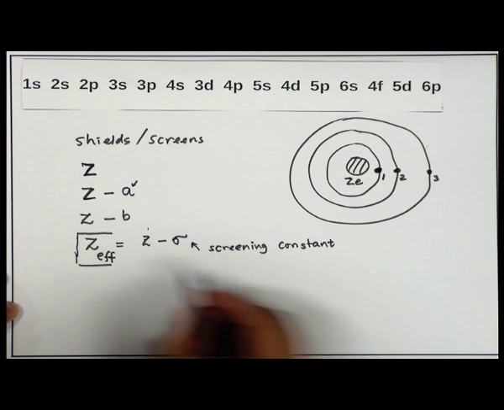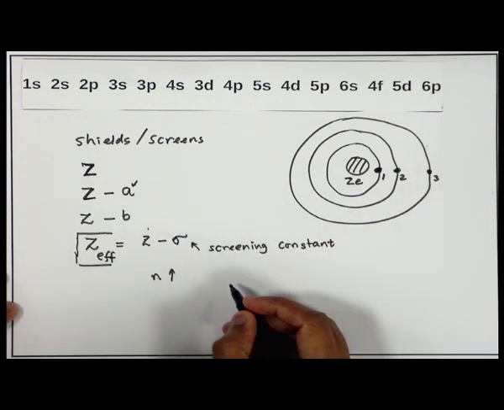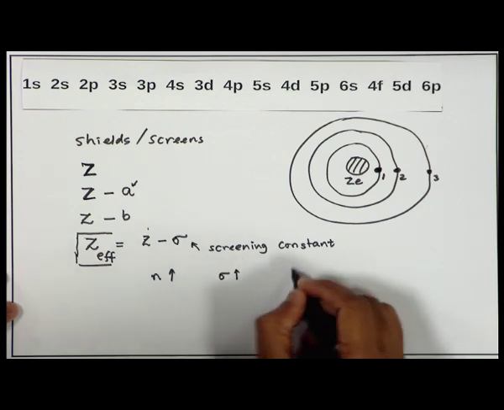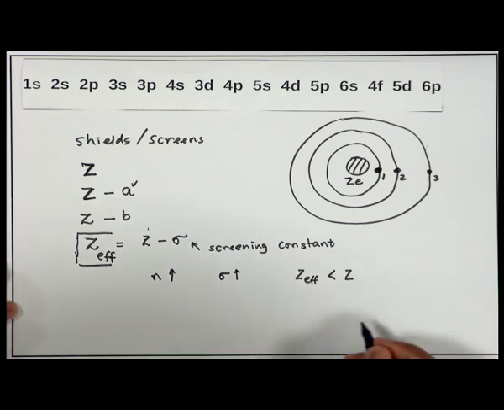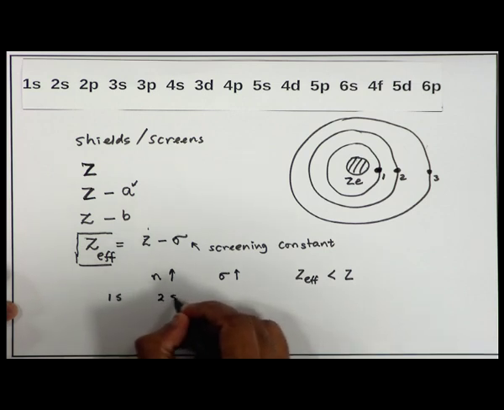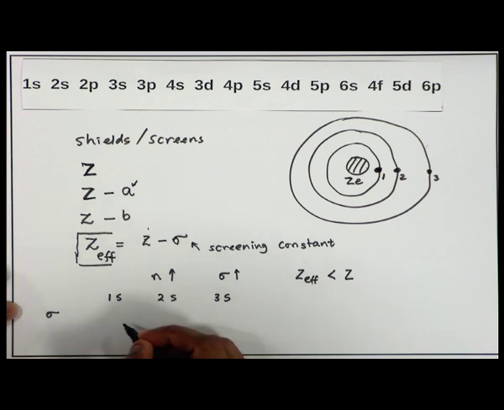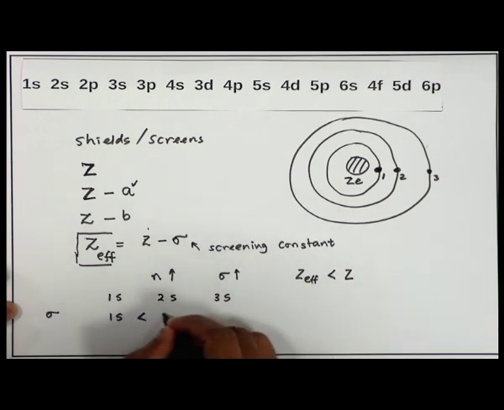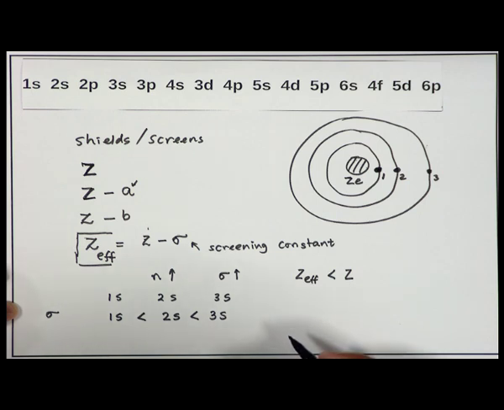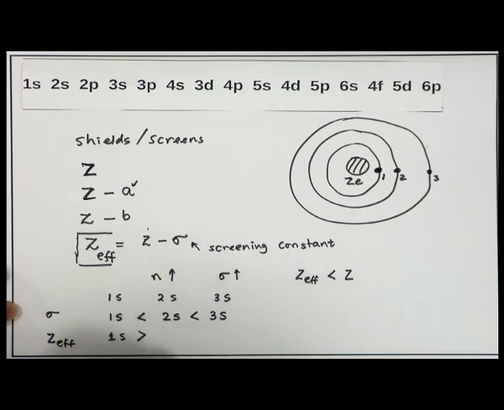So, you can see as n, the principal quantum number, increases, sigma increases, and then the Z effective becomes smaller and smaller compared to Z. So, in a sense, if we compare the 1s orbital, 2s orbital and 3s orbital and compare their sigma values, we see this trend: for 3s the screening constant is much larger compared to 2s, which in turn is again larger than 1s. In other words, we can also write for Z effective, 1s has greater Z effective than 2s, compared to 3s.